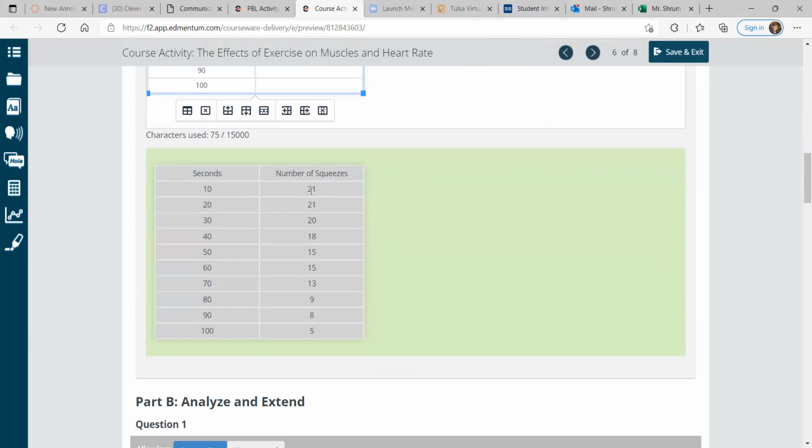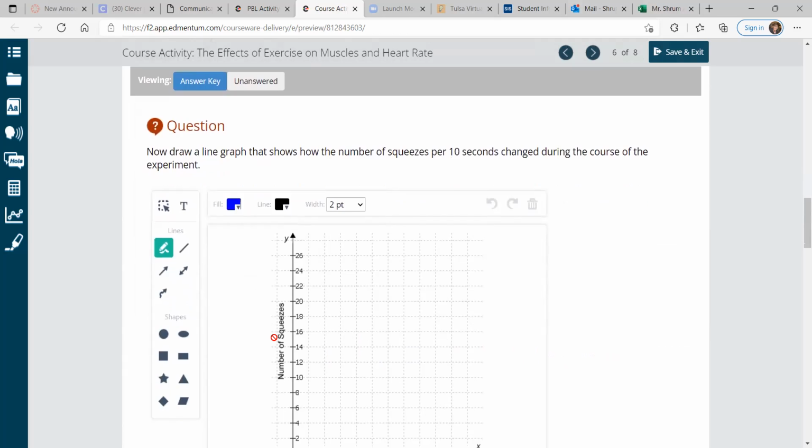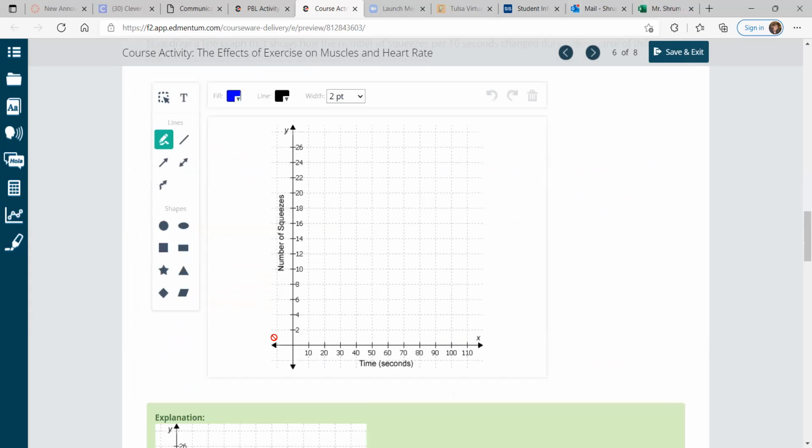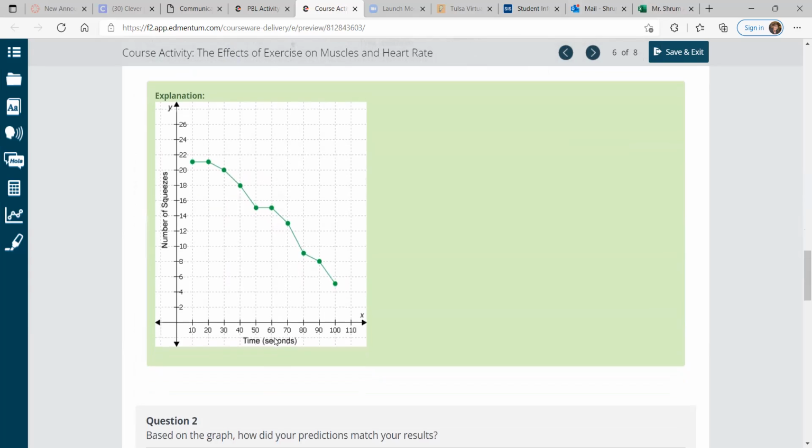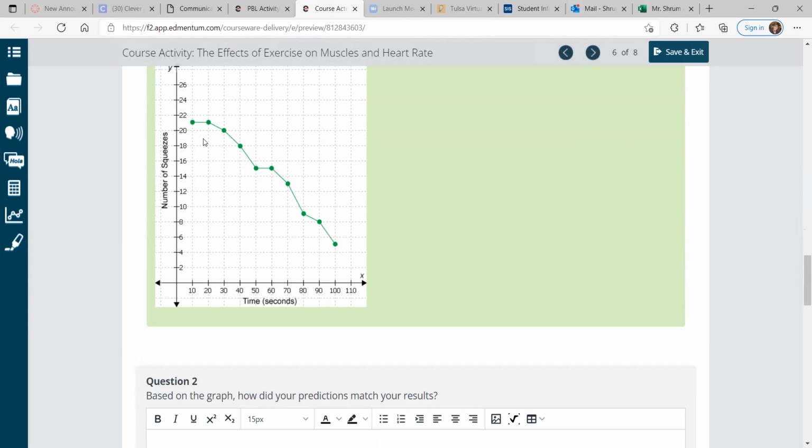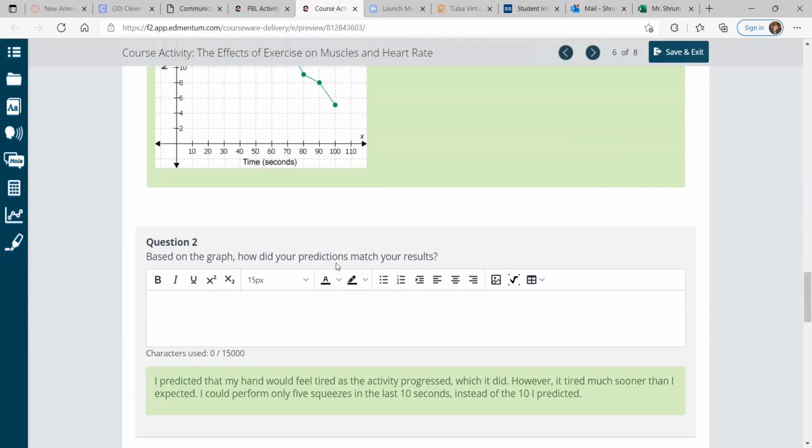Here are the number of squeezes, for example, 21 in the first 10 seconds. And then as you see, the number of squeezes gradually reduces until 5. This person could only do 5 squeezes after 100 seconds of activity. Then we want to graph that information. We have number of squeezes and do a line graph. And that's number of squeezes versus time. So you see the gradual decrease in the number of squeezes.